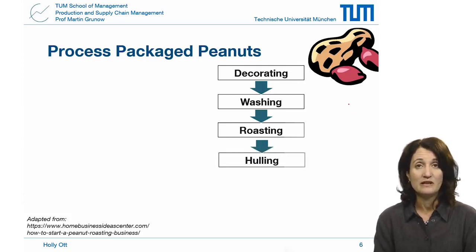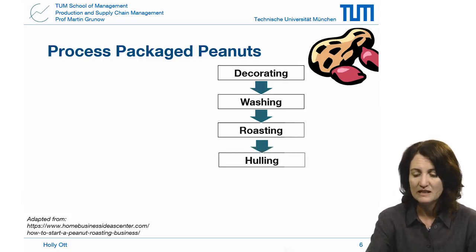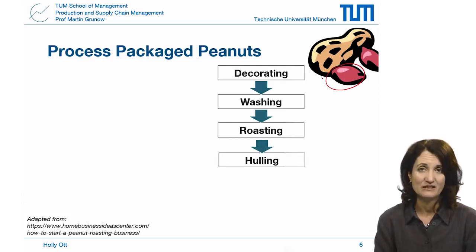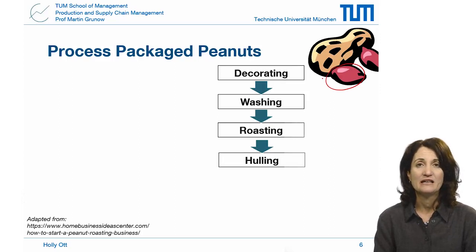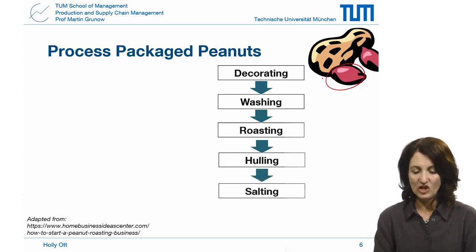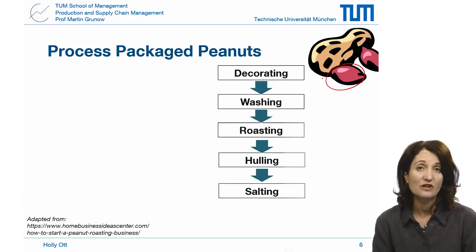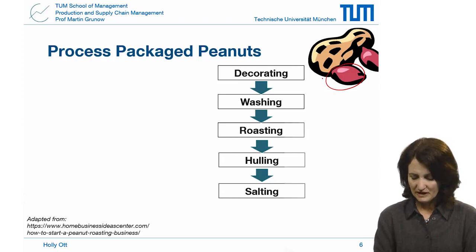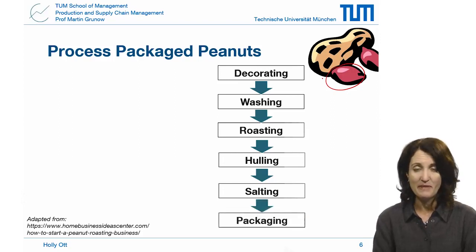The next step would be the hulling. So this is then to get rid of this red sort of skin in the peanut. And then you would do the salting. And actually salting is fairly complicated, but let's just say we're going to sprinkle salt over our roasted peanuts. And at that point you're done and you can package them up.